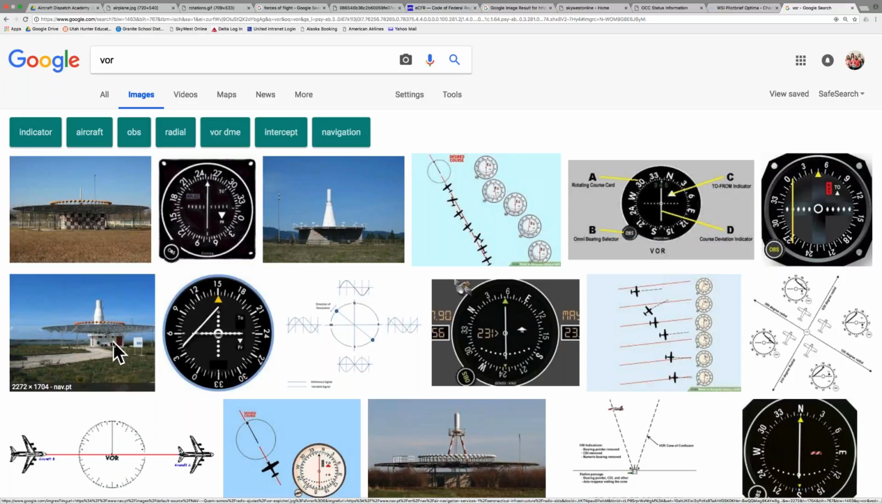So that's why everything's starting to slowly move over to satellite, because it's becoming more and more reliable and more accurate. Does that make sense?